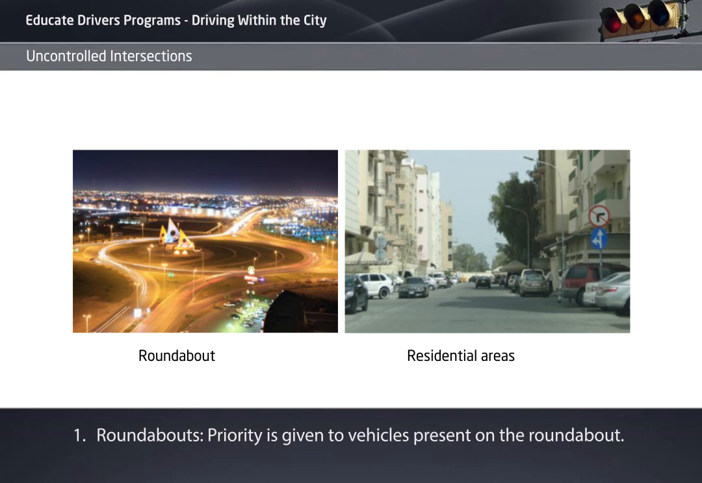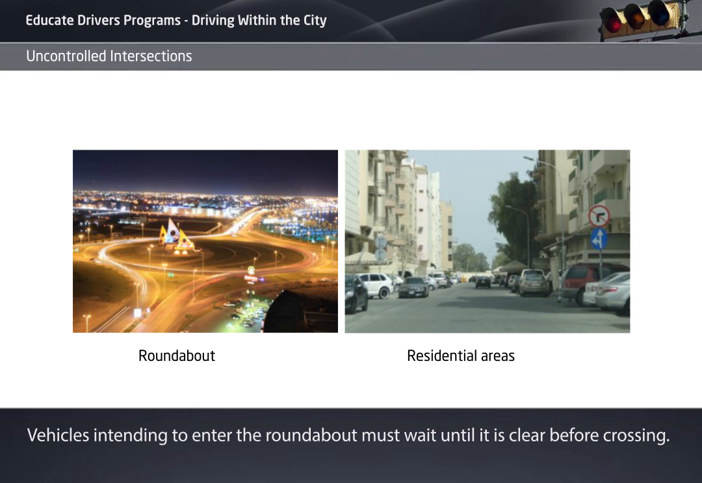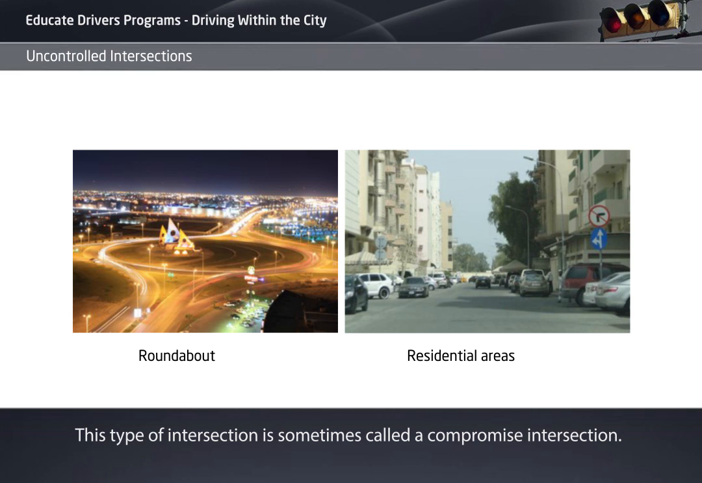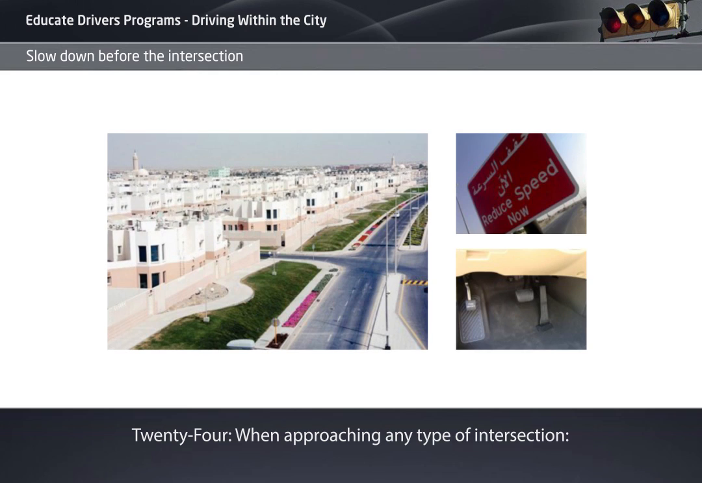1. Roundabouts. Priority is given to vehicles present on the roundabout. Vehicles intending to enter the roundabout must wait until it is clear before crossing. 2. Residential areas within neighborhoods. Priority must always be given to vehicles on the right. This type of intersection is sometimes called a compromise intersection. 24th.